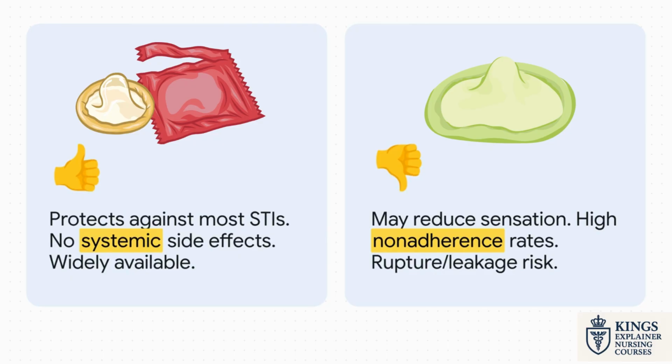And here's a huge NCLEX tip for you. For STI prevention, it has to be latex or polyurethane. Why? Because the natural membrane ones, the lambskin ones, they have tiny little pores that viruses can slip right through. So they do not prevent STIs. That's a key teaching point.